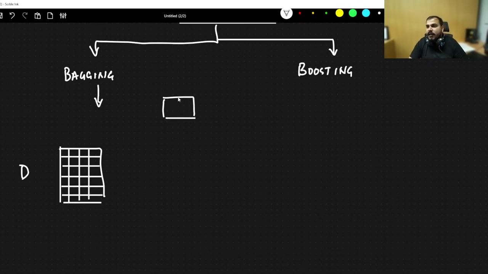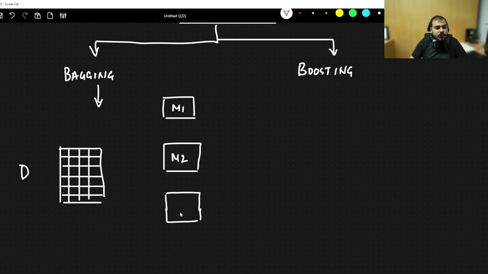anything. It can be logistic, it can be linear. For a classification problem, let's say that this is a logistic model. So this is my model M1. Let's say I have another model M2. Then I may have another model M3, okay? I may have M4.